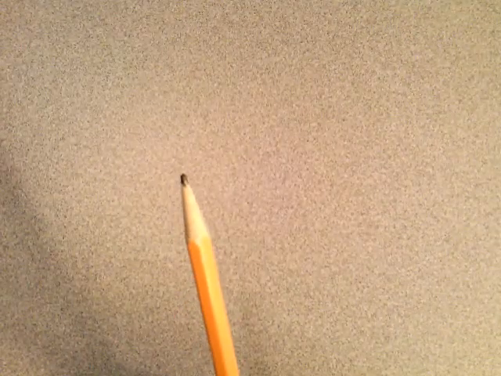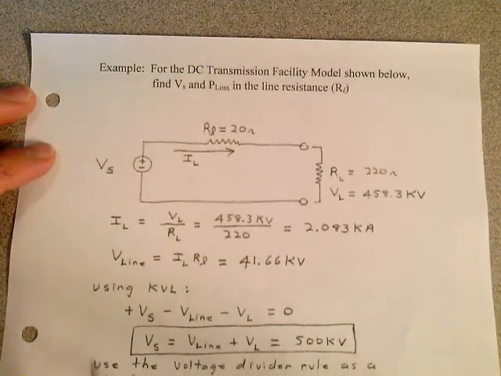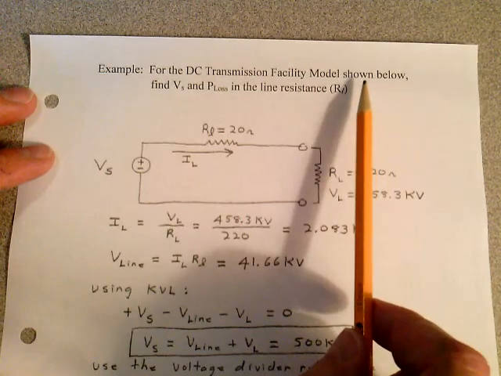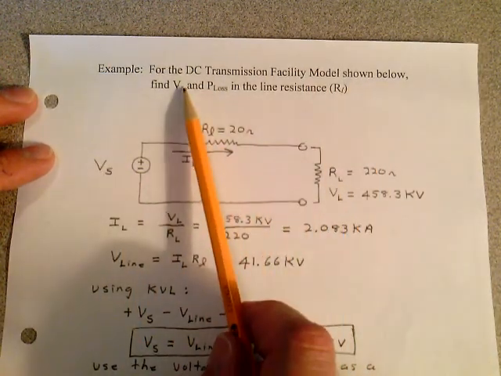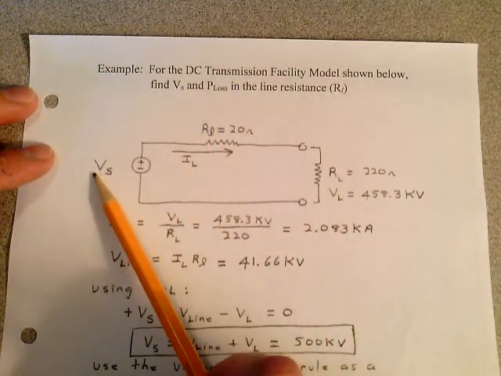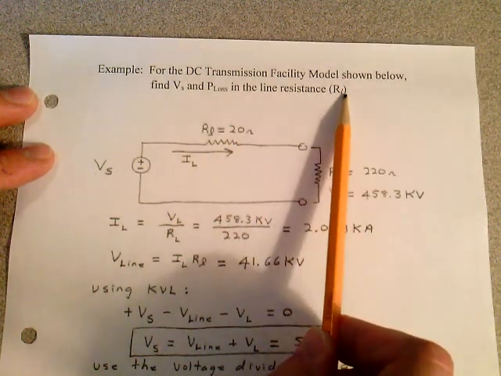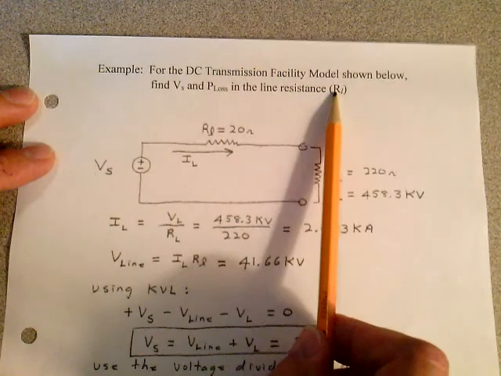On page number 28, I have an example problem. It's one of your examples in the book. I think it's example 2-16 in the book, but let's take a look at it here real quick. Example, for the DC transmission facility model shown below, and I drew a model, find VS, the source voltage at the generator, and the power loss in the line. We're going to call the line resistance R sub L.